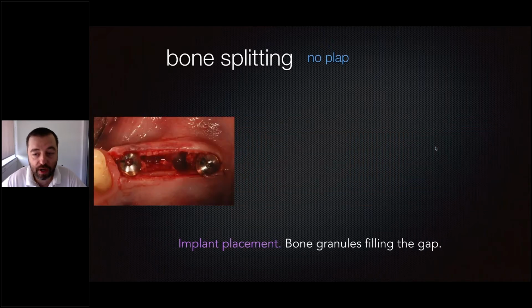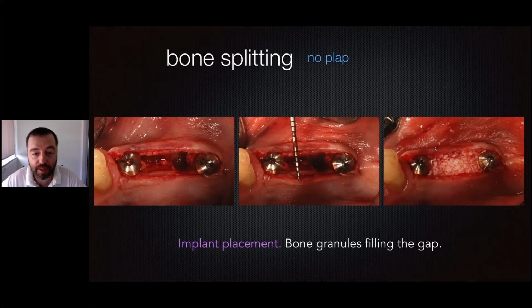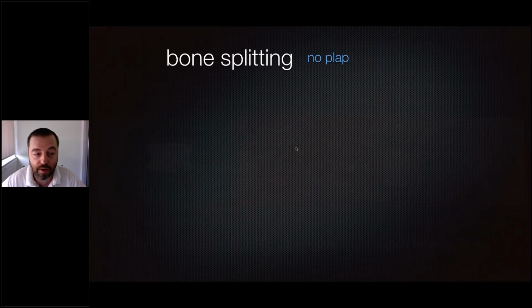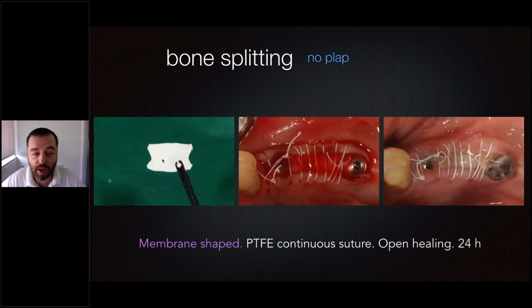Now, after we enlarge this and we place the implants, between the two implants, we go back to our concept of open healing. So basically, we don't want to close these gaps. We are going to cover it with a membrane and leave it opened. You can see here how large the ridge is now with a 4 millimeter implant diameter. So we customize the shape of the membrane. We need to take care.